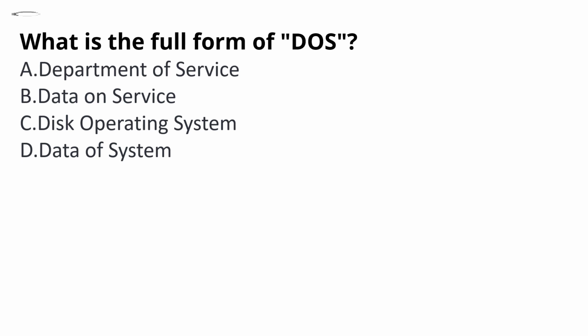What is the full form of DOS? So here in this question they ask you the full form of DOS, for which the first option is Department of Service, second one is Data on Service, third one is Disk Operating System, and the last one is Data of System. A disk operating system is a computer operating system that resides on and can use a disk storage device such as a floppy disk, hard disk drive, or an optical disk. A disk operating system must provide a file system for organizing, reading and writing files on the storage device.